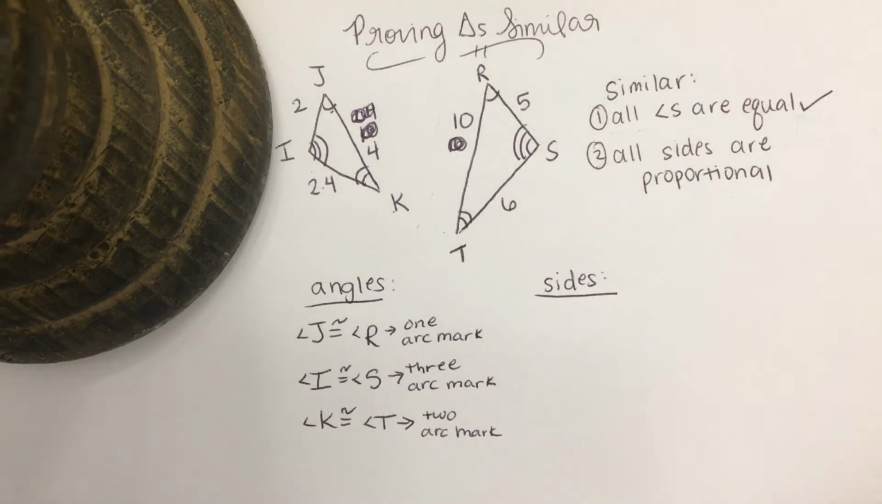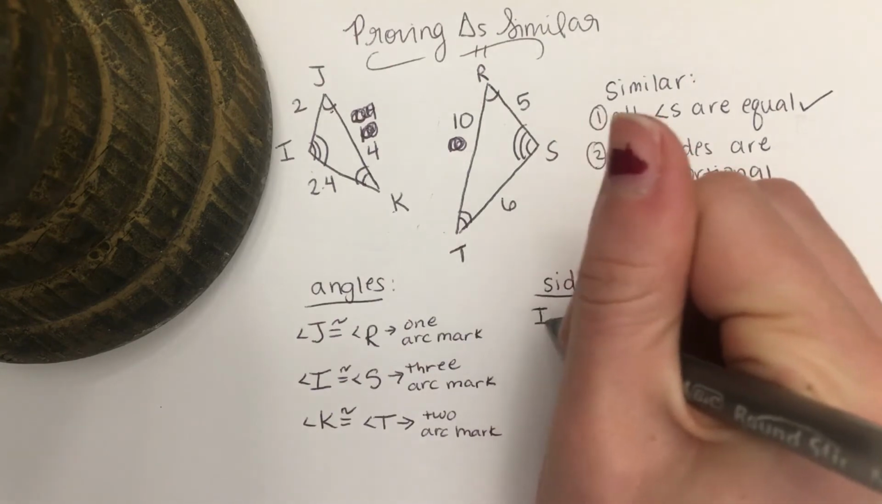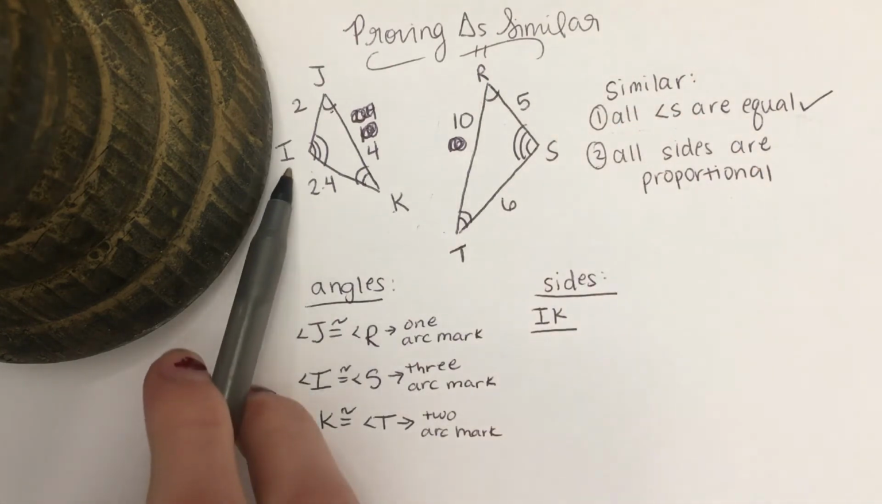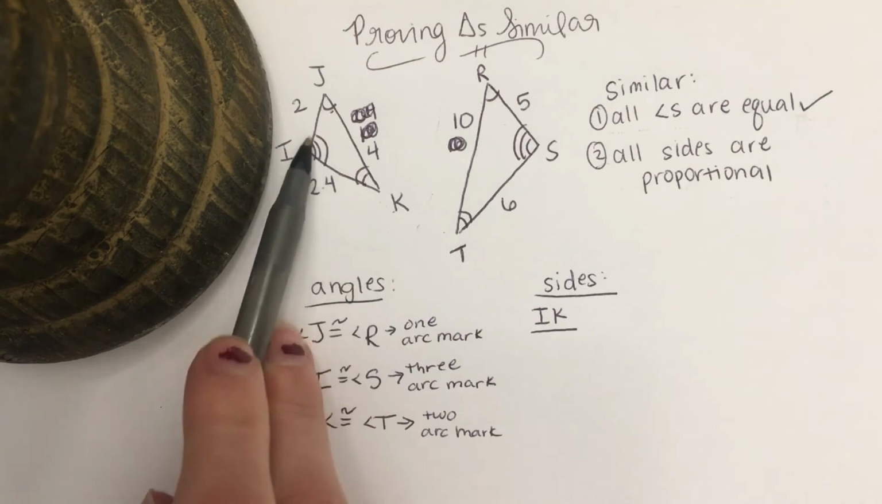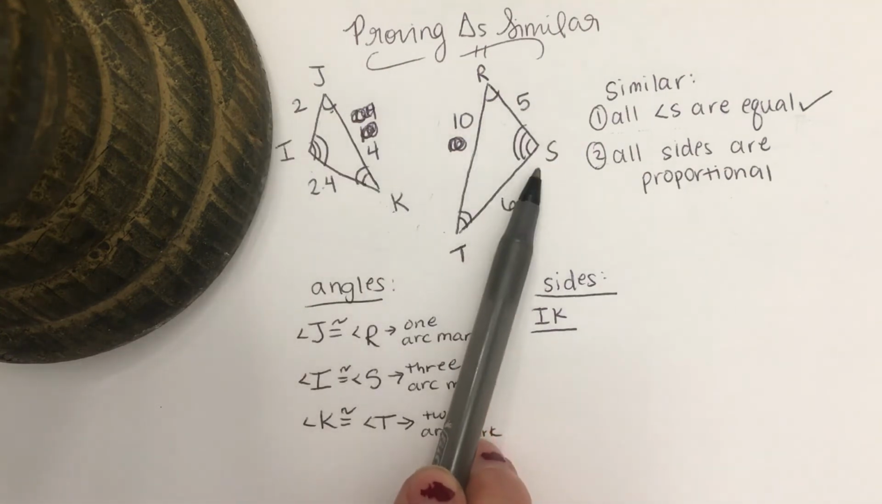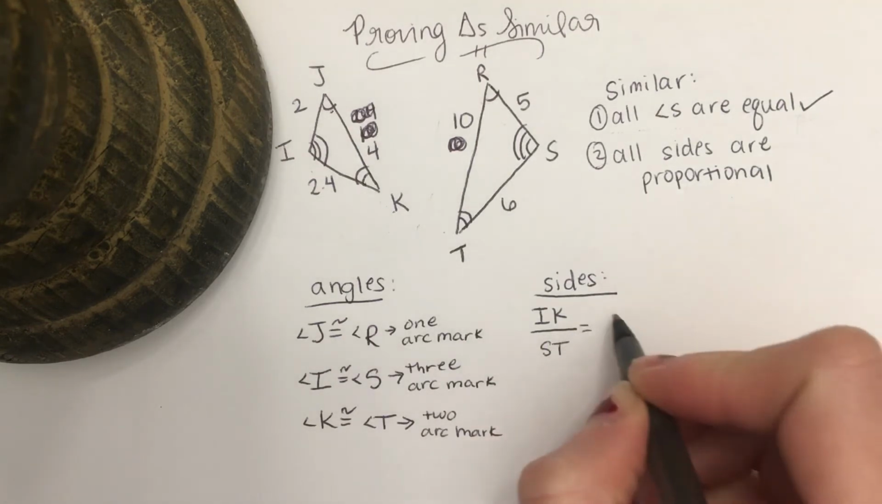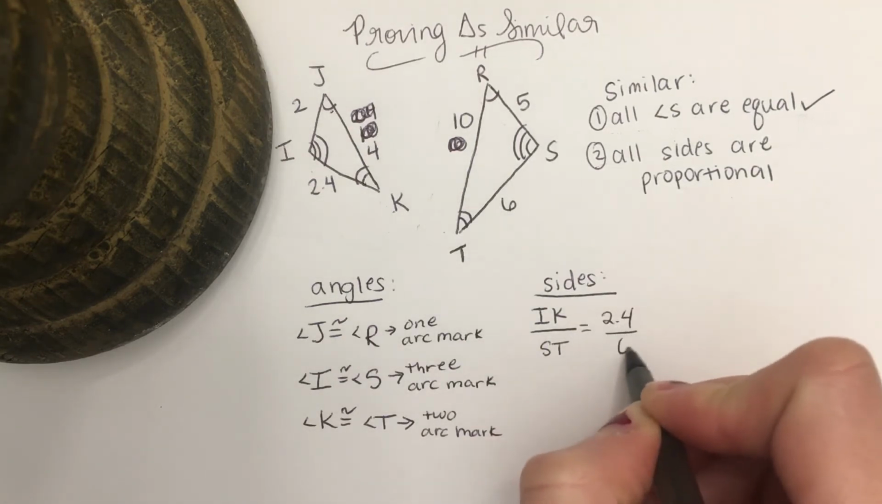We do have to be careful to make sure we set up the correct sides. So I'm going to start here with 2.4, which is side IK. If I take a look at IK, it's between 3 and 2. So when I come over here, when it's being flipped over, it matches up over here with ST. So that's going to be 2.4 over 6.